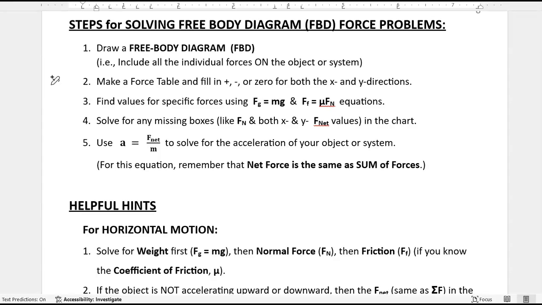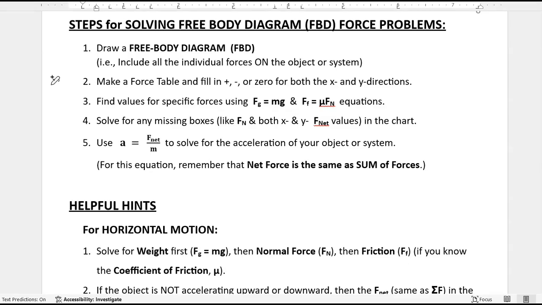So if you look here at the top of the page, there's a list of steps for solving free body diagram force problems. And the first step is to draw a free body diagram. Well, what is that? Well, first you draw your system. It could be a box, it could be a person, but it's easiest just to draw a dot representing whatever your system is, including the things that you are interested in discovering how they move and what forces are acting on them. And then you just draw arrows to represent all of the forces acting on that object or system of objects, and you always draw the arrows coming away from the object because they're acting on that object.